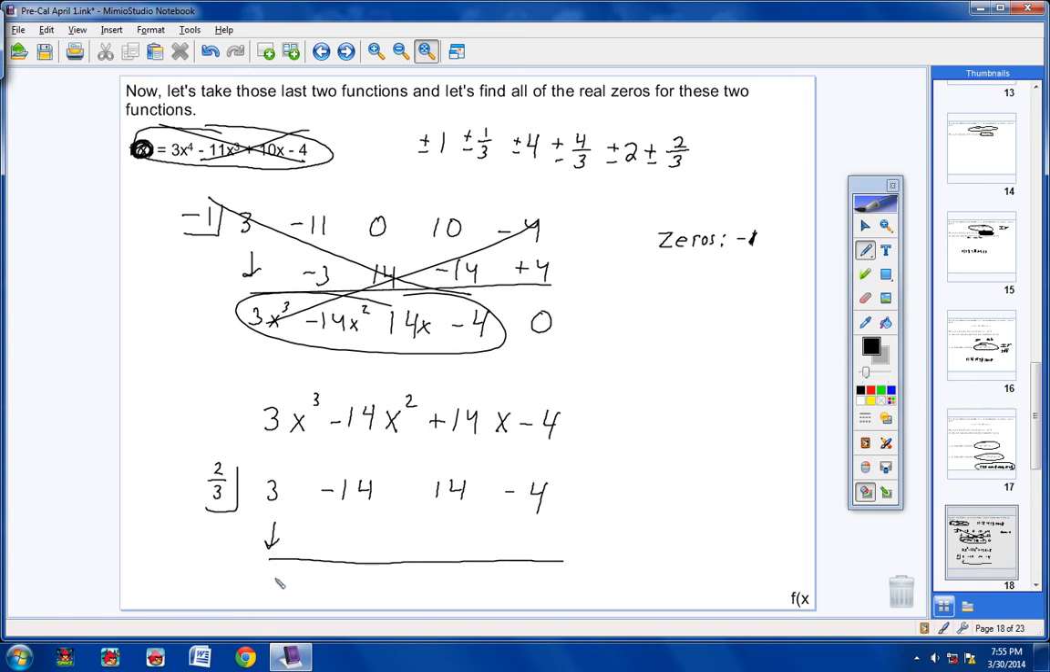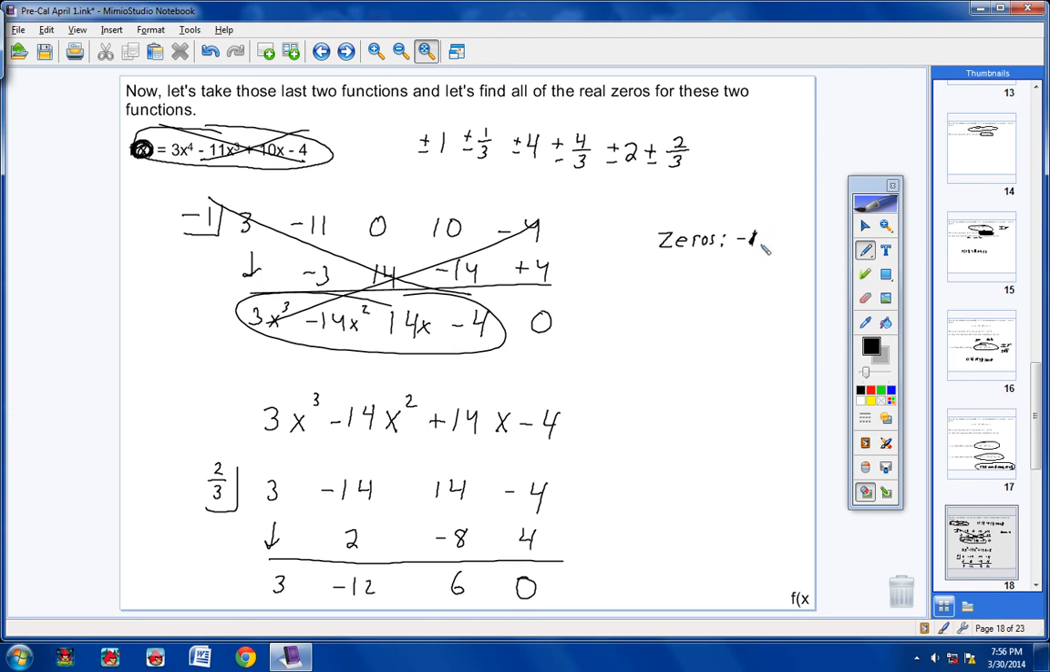Okay, bring down your first number. It's 3. 2/3 times 3 would be 2. -14 and 2 is -12. 2/3 times -12 is -8. Combine and you get 6. And 2/3 times 6 is a +4, which gives you a 0. So it worked. So now come up here to your list.